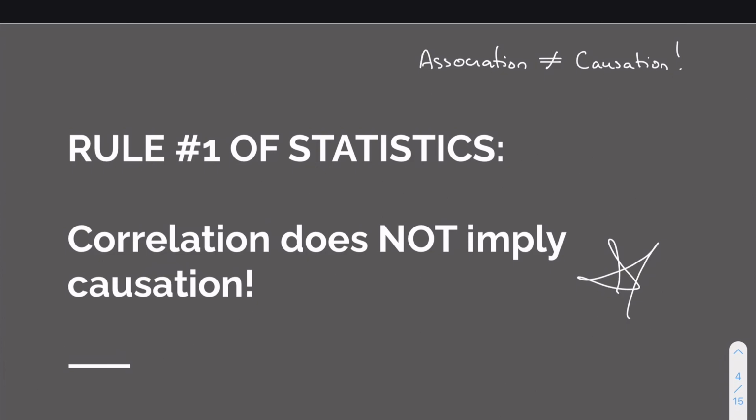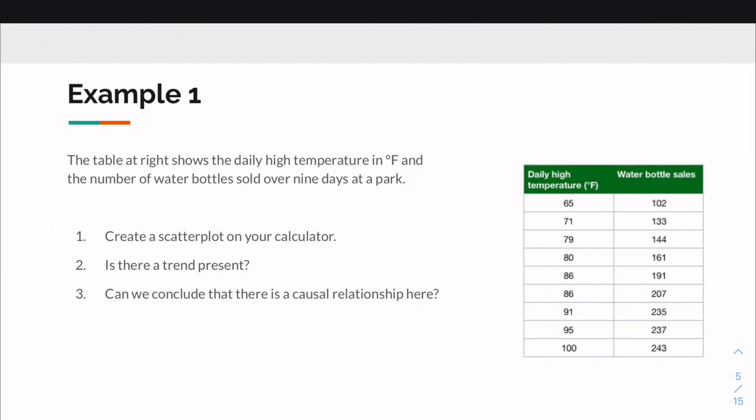Just because it looks like there is a connection between the two pieces in the scatter plot, that does not mean that one directly causes the other to change. There might be other influences at work. So let's take a look at an example.